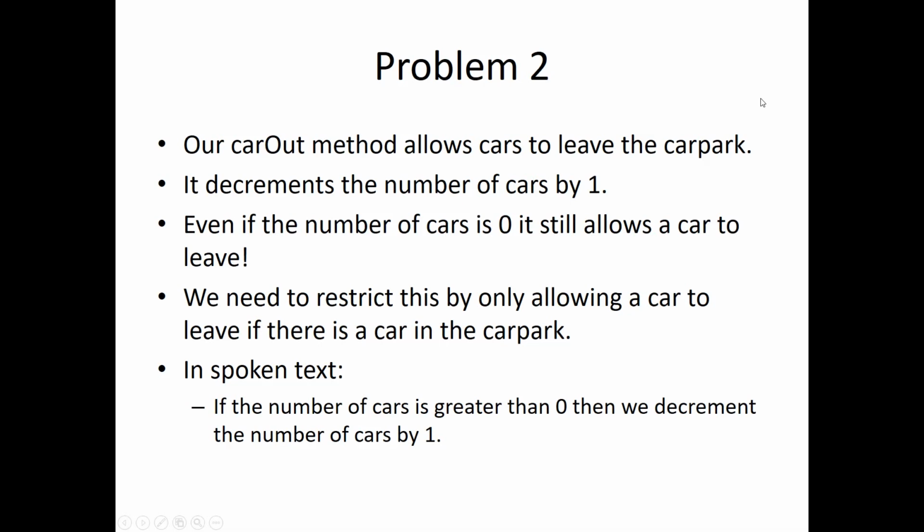The second problem deals with when cars are leaving the car park. Under normal circumstances, we reduce the number of cars by 1, we decrement by 1. But as you've already seen in the example, if the number of cars is 0, we can still remove a car that's non-existent, which takes our value of mnumCars to -1, which we can't do. So what we need to be able to do is restrict that by only allowing a car to leave if there's a car in there to actually make it leave.